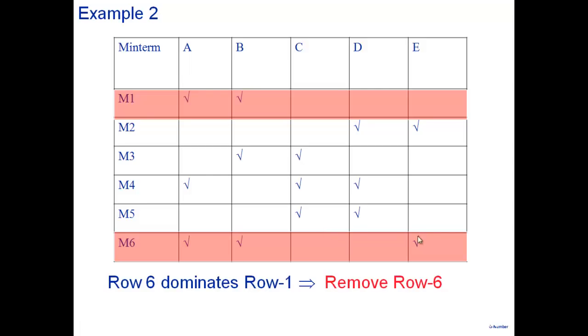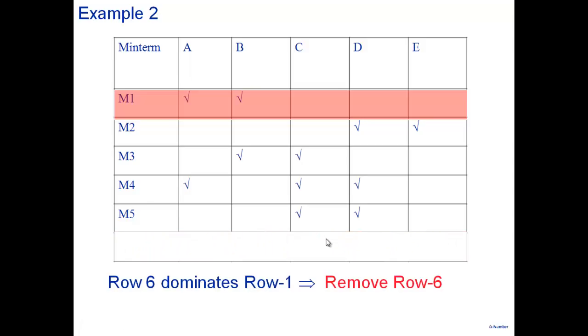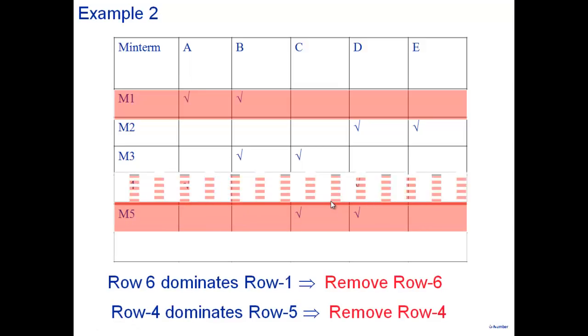That row you can remove. Okay? So this one is gone. No longer required, because by covering this, you will automatically cover the last row also. Is there another row which dominates? M4 dominates what? M4 dominates M5. So what happens? M4 goes. Right? M4 dominates M5, M4 goes. So by looking at row dominance, you get a reduced table now.